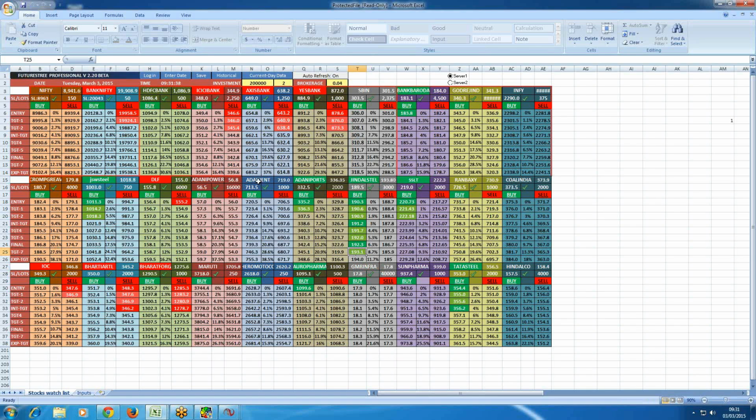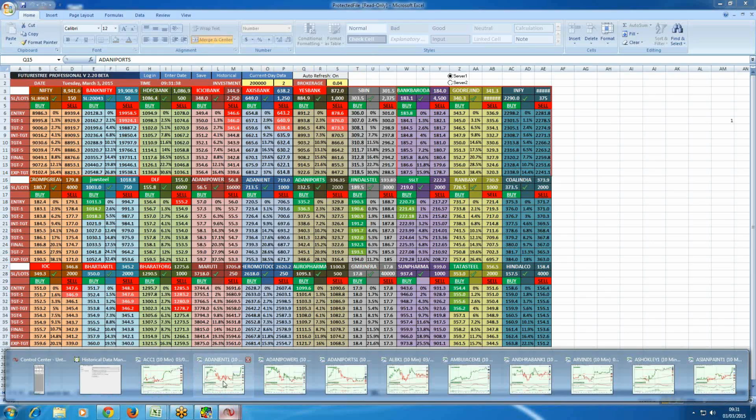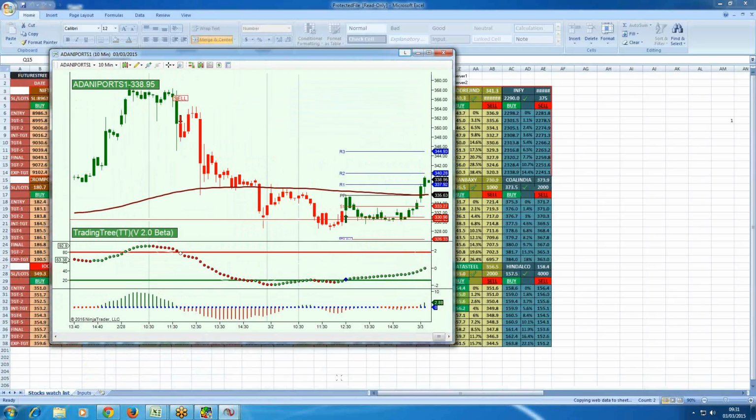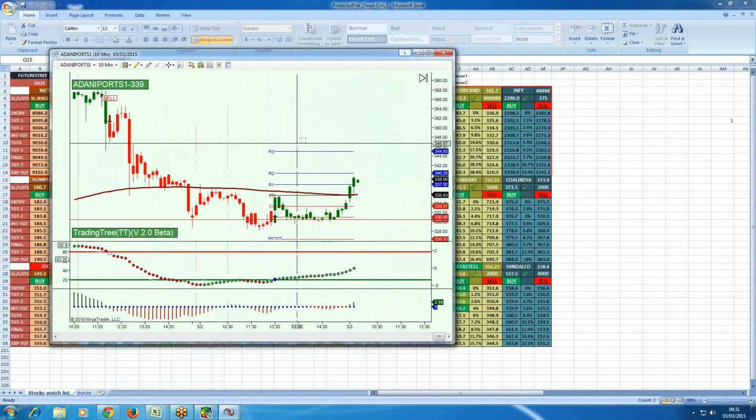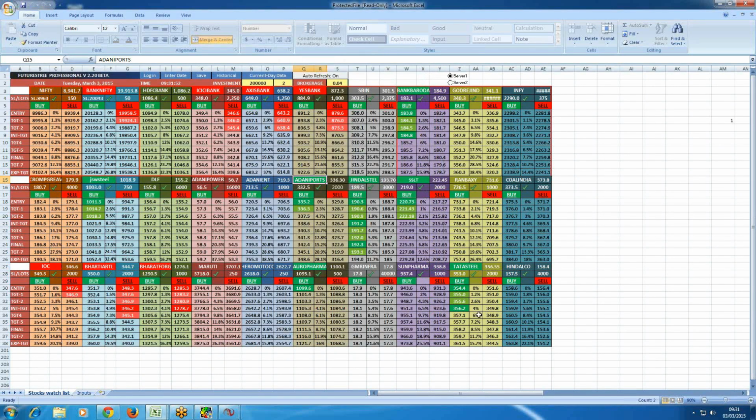Now let me just come back to Adani Ports. Let's say Adani Ports, we have a buy call. You can see that we have a buy call here, and we know the trend. It's still an upside trend. Tata Steel has done its intermediate target. Bank of Baroda has done its intermediate target. That's on a buy call.